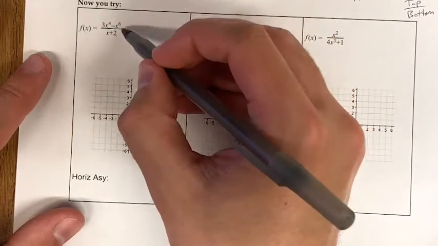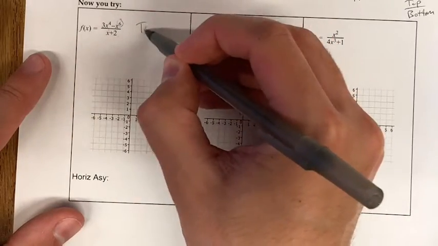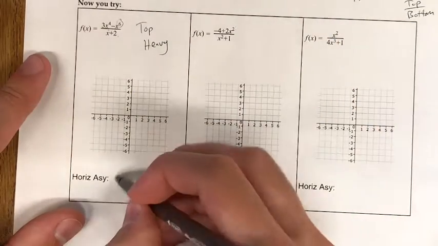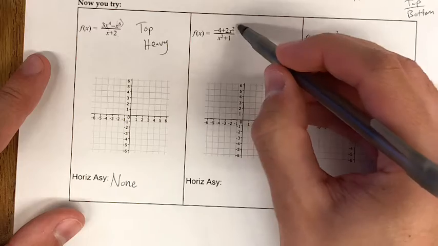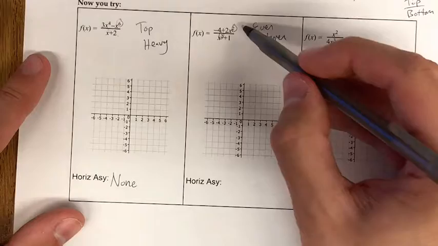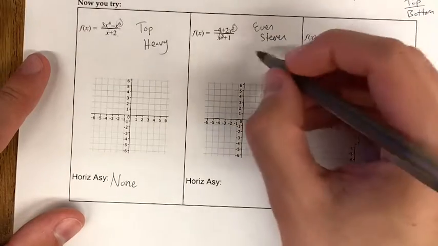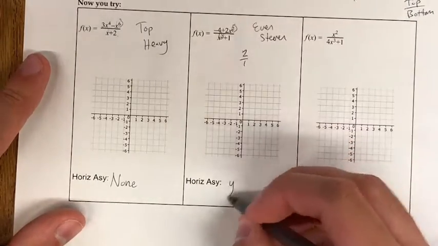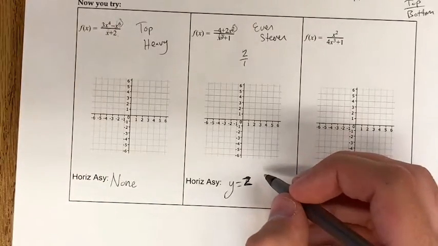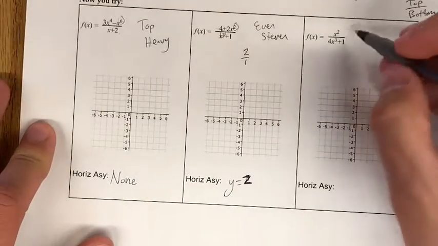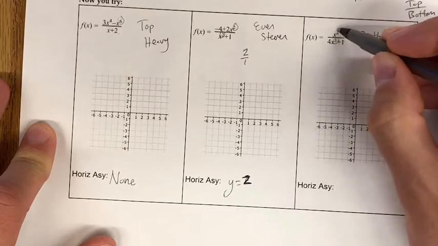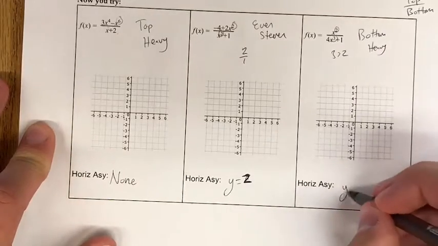Okay, we're back. So this one we would call top heavy because your 6 is larger than your 1, so with top heavy we have none. For this we would call even-steven because we have the same degree, so we take the ratio of coefficients. So our asymptote would be y equals 2 because it's 2/1. And for the next, we have bottom heavy. 3 is greater than 2. So our asymptote is y equals 0.